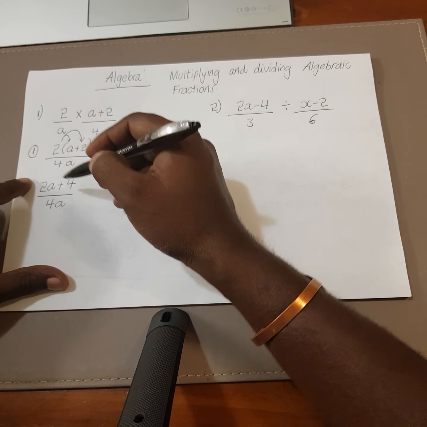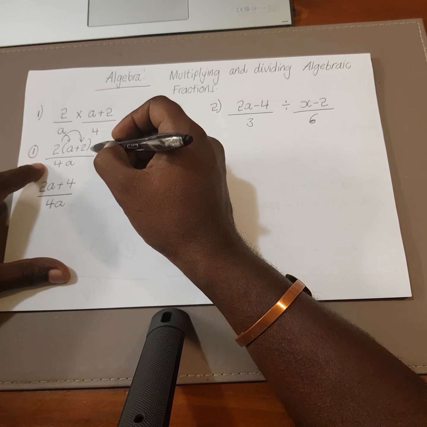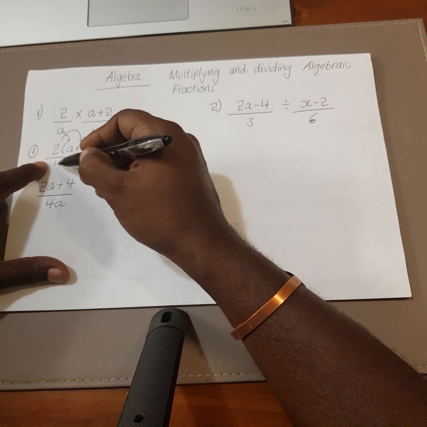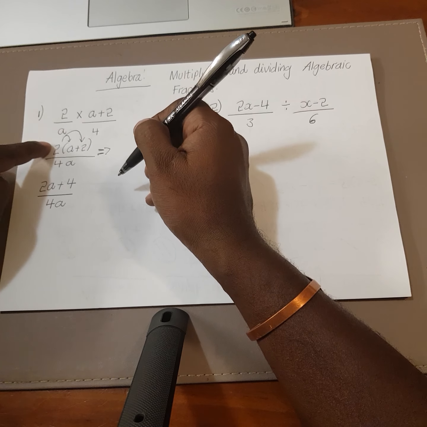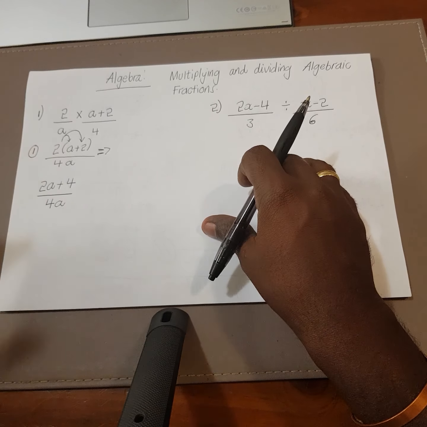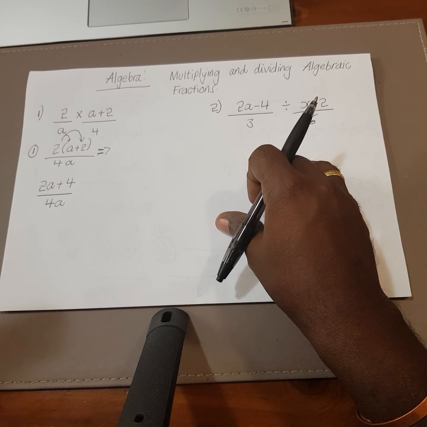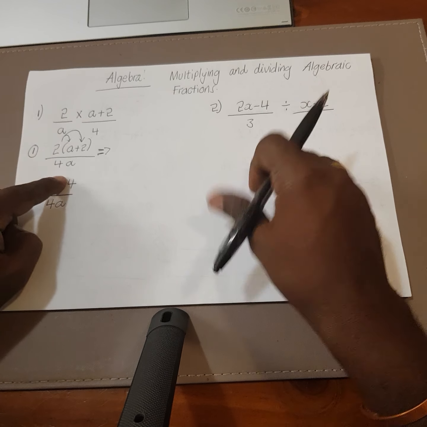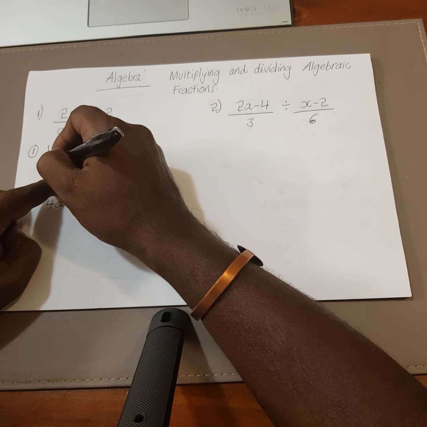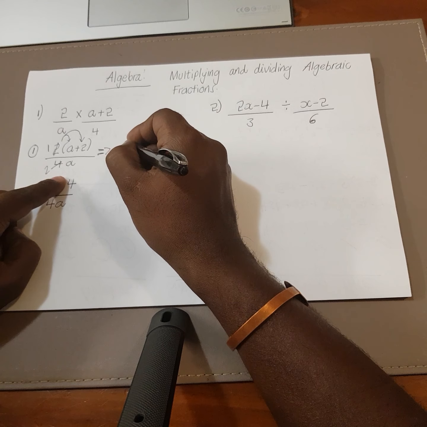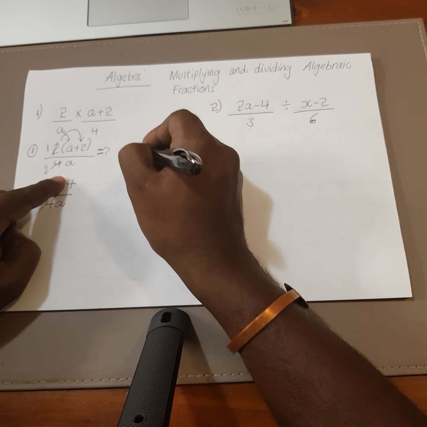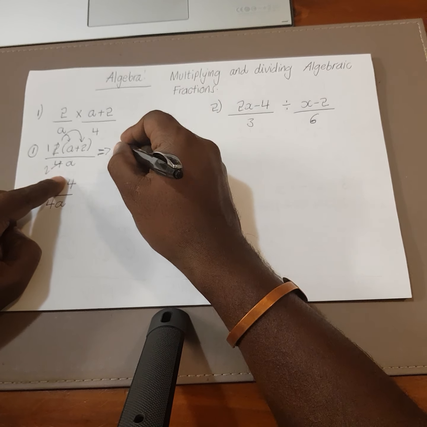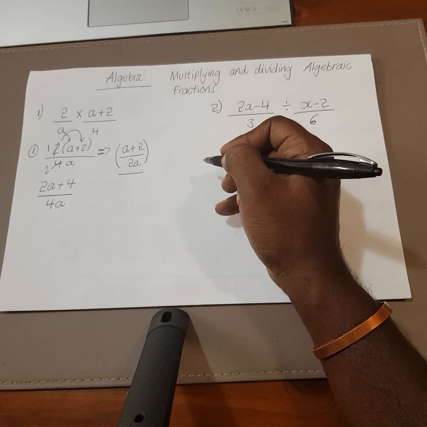So technically, you can continue from here, which is 2 over 4a and (a plus 2). If you remember from the previous video, we simplified fractions. So technically, you can simplify that, and that will become your answer: (a plus 2) divided by 2a. And that becomes your final answer. You can't simplify that further.